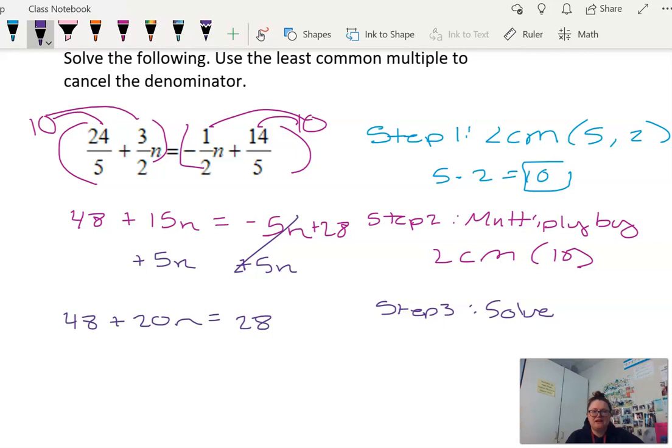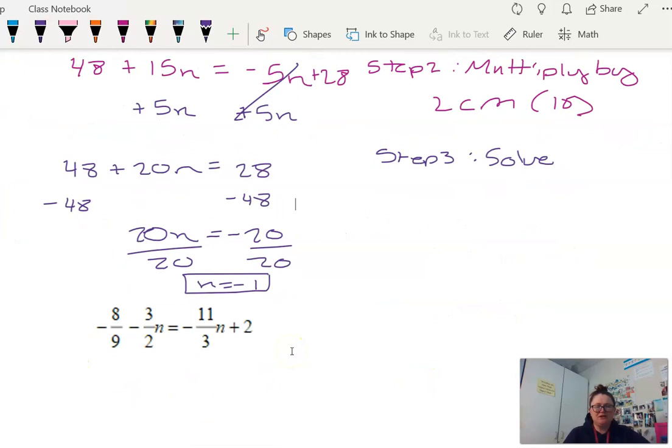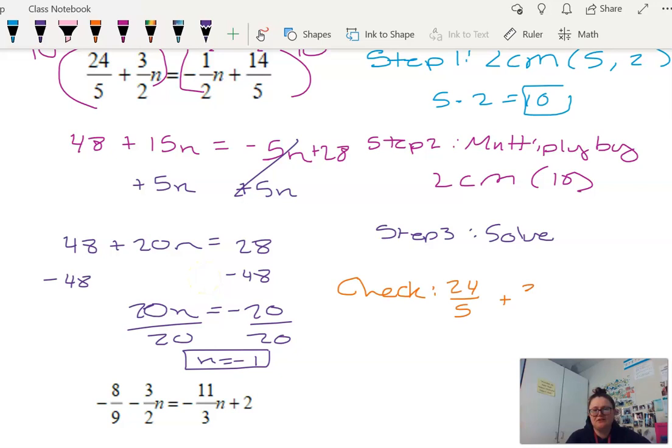And then, of course, we should check. So you want to take your negative 1. You want to plug that back into the original equation. So we have 24 fifths plus 3 over 2 times negative 1. Does that equal negative 1 half? It's 14 fifths. And I am going to use a calculator for this part.